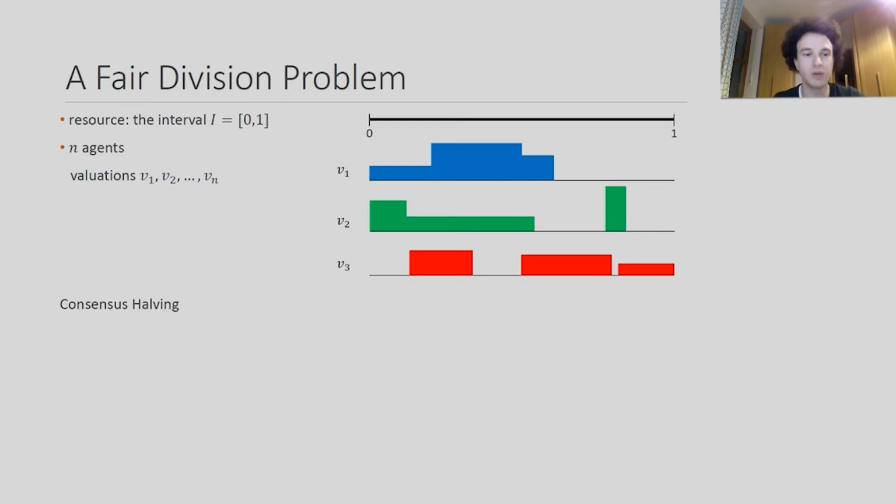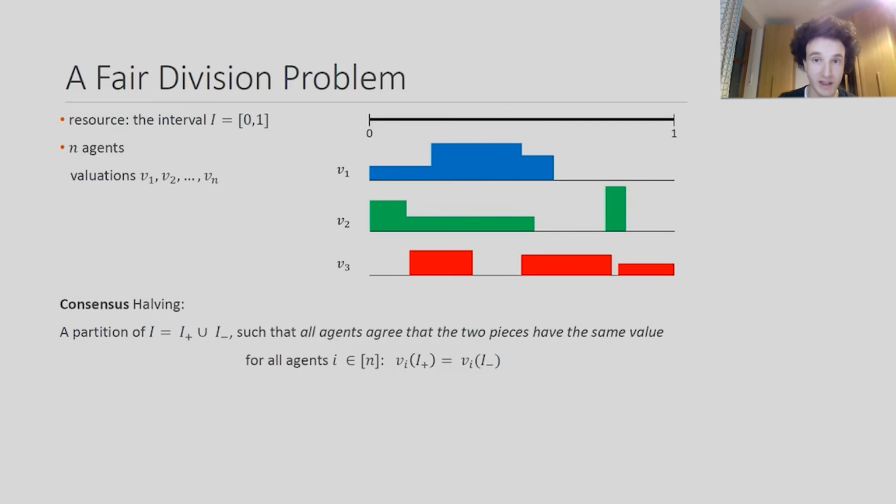And what is the goal in this problem? So the goal is to find a consensus halving. A consensus halving is a partition of this interval into two parts that we denote by I plus and I minus. And what should they satisfy, these parts? Well, it should be such that all agents agree that the two parts have the same value. In other words, for every agent, the value that they have for the part I plus is the same as the value for the part I minus. So in that sense, that's where the name comes from, consensus halving. There is consensus amongst the agents that you have halved the resource into two parts that have the same value.